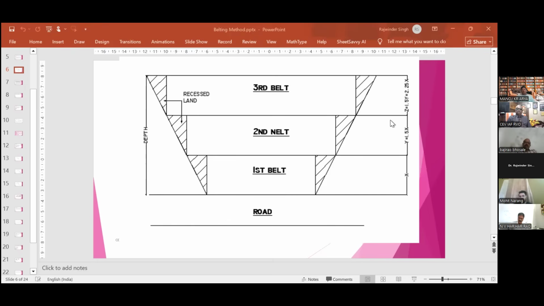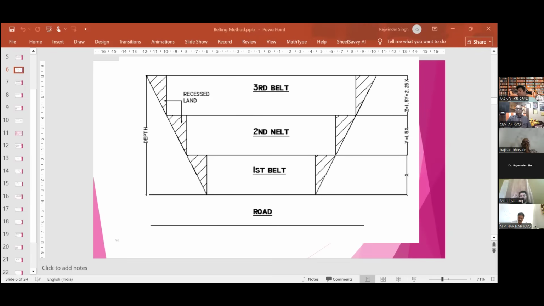First, basically what we do, let us suppose you have gone to an area where the standard size of the plot is 30 feet by 60 feet. You have gone to the area where the size of the plots which are generally being sold is 30 feet by 60 feet. Then what will you do?